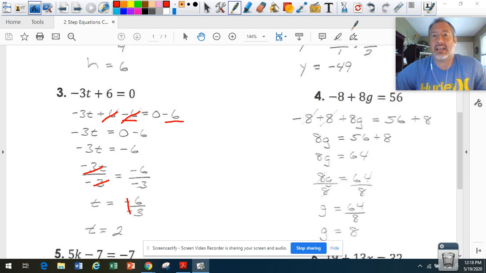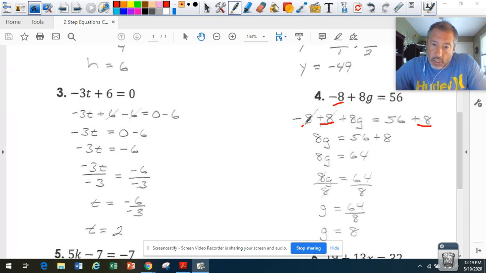Okay, let's look here at number 4. Let's see what we have here with number 4. We got -8 plus 8g equals 56. Okay, so friend has to go first. The -8 has to get to the other side. So the opposite of -8 is +8. So we're going to add 8 to both sides of this equation here. So now, as we know, these cancel out. Clean up our garbage. We get 8g equals 56 plus 8. And we know that 56 plus 8 is 64. So right now we have 8g equals 64.